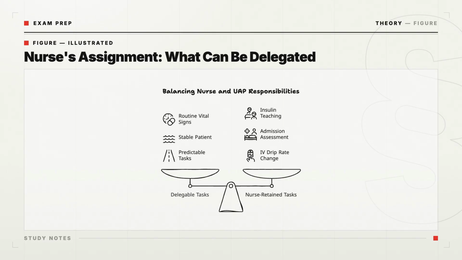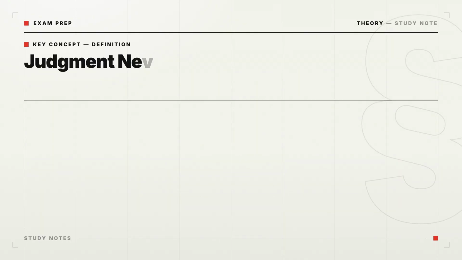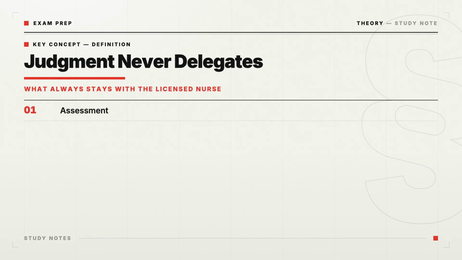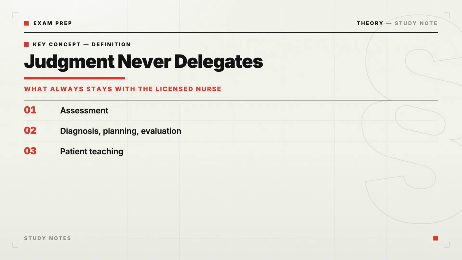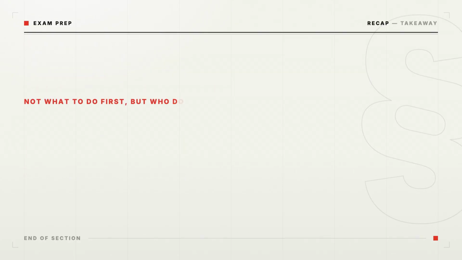Picture a nurse with 4 jobs: routine vital signs on a settled patient, insulin teaching, an admission assessment, and an IV drip change. Only the vital signs move to the assistant. The teaching, assessment, and infusion change all require the license. Anything requiring the nursing process, assessment, diagnosis, planning, evaluation, plus teaching and clinical judgment cannot be delegated. The reliable test is whether the task needs a nurse's judgment at any point. If it does, it stays with the nurse.